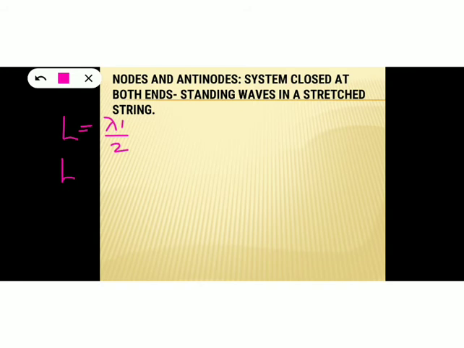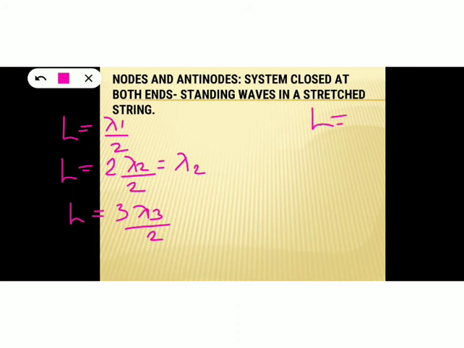So we got an expression L is equal to lambda 1 by 2 for the first harmonic. Similarly, for the second harmonic, you will get L is equal to 2 into lambda 2 by 2, that is equal to lambda 2 itself. And for the third harmonic, you will get 3 into lambda 3 by 2. Generally we can write the relationship between the length and the wavelength as n lambda by 2, an integral multiple of lambda by 2. Now we need to apply these cases for each mode of vibration.